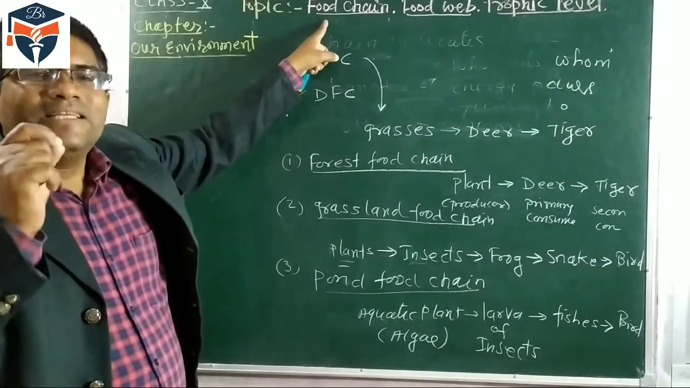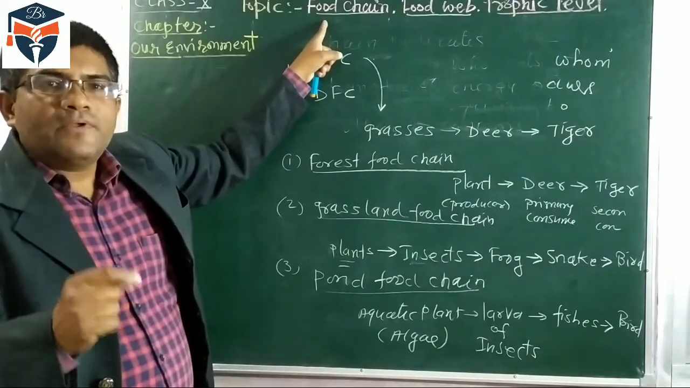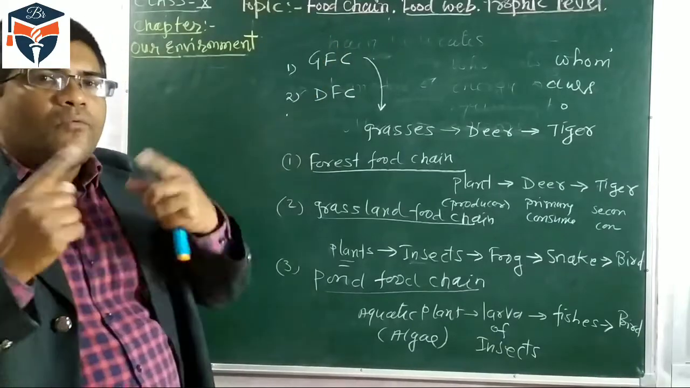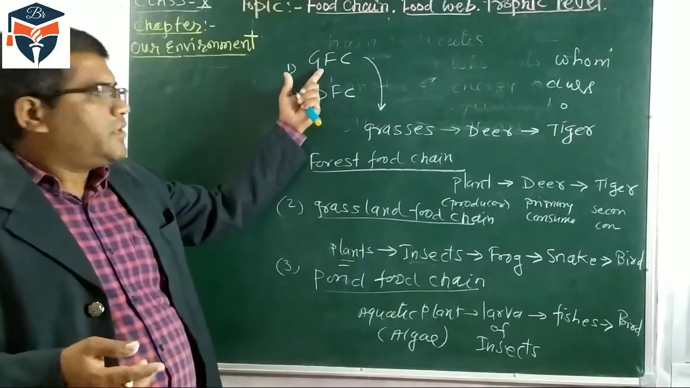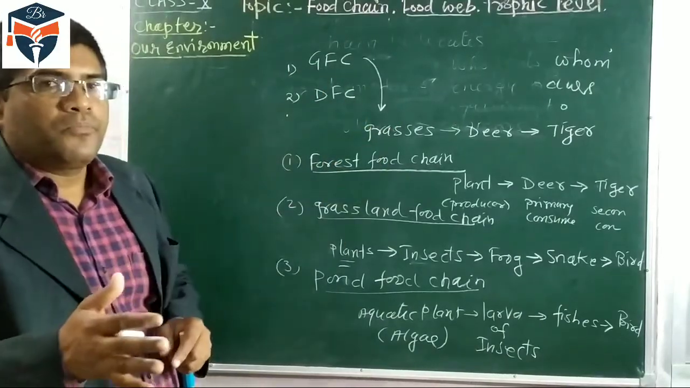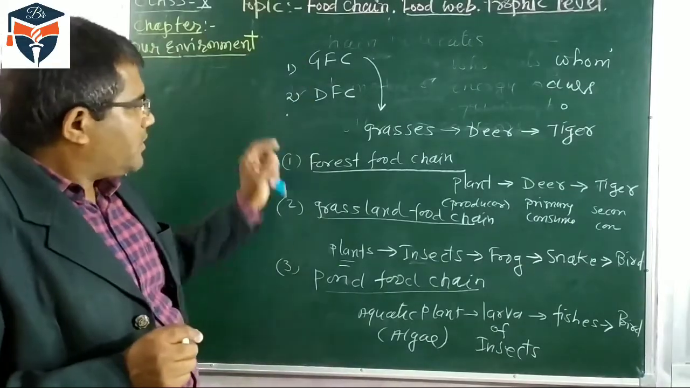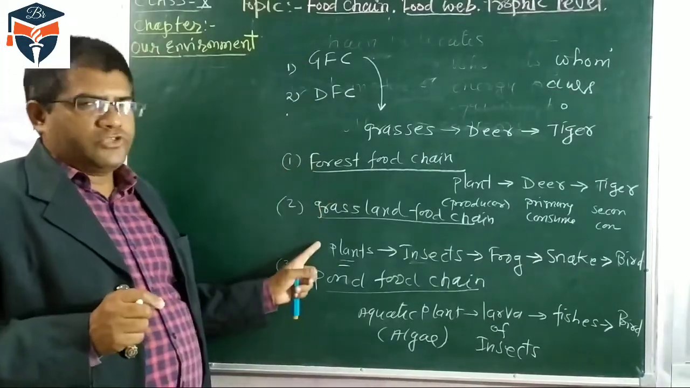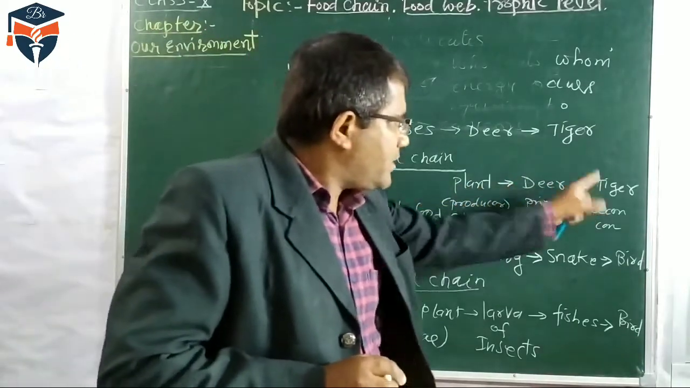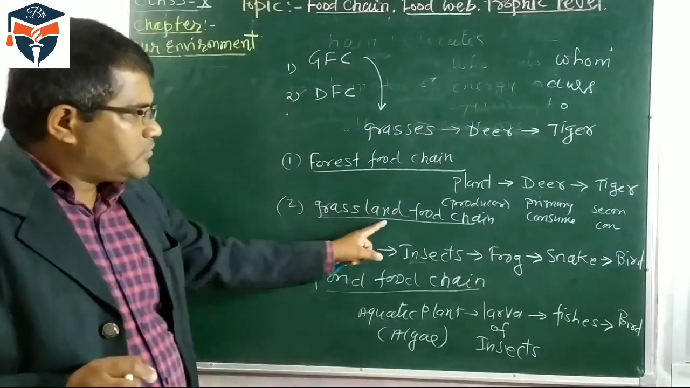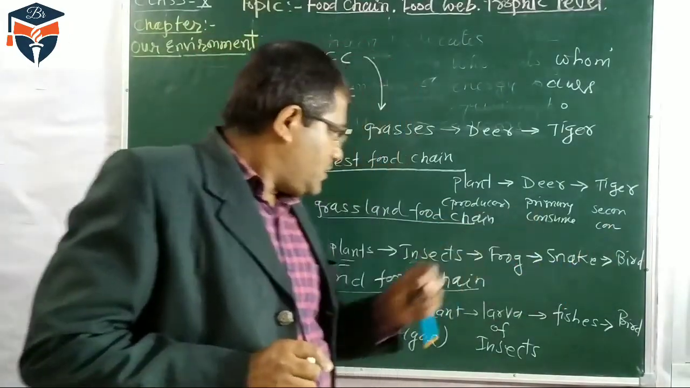So what is food chain? It is the series and sequence of organisms through which energy is transferred from one organism to another organism, or simply we say who eats whom. A chain which indicates who eats whom is called the food chain, and we have to study these three food chains. Forest food chain, for example plant, deer and tiger. Grassland food chain, it's the plant, insect, frog, snake and bird.